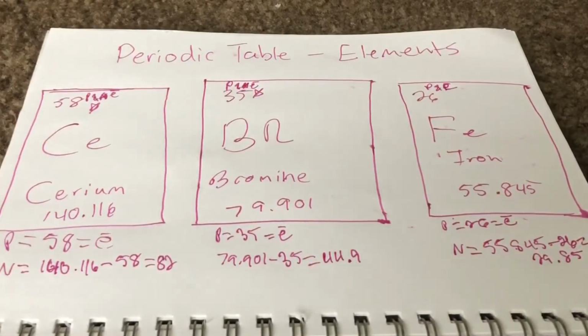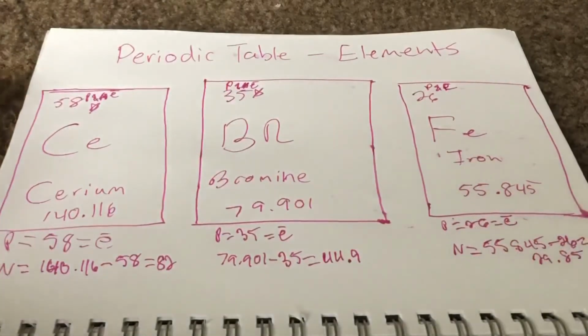Okay, so let's do a quick review. From looking at an element on the periodic table, from looking at one square, we can get the amount of protons, the amount of neutrons, the amount of electrons, the abbreviation for that element, the name, and the atomic mass, okay? As well as the atomic number.